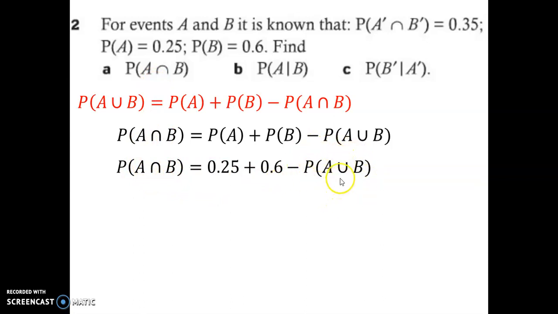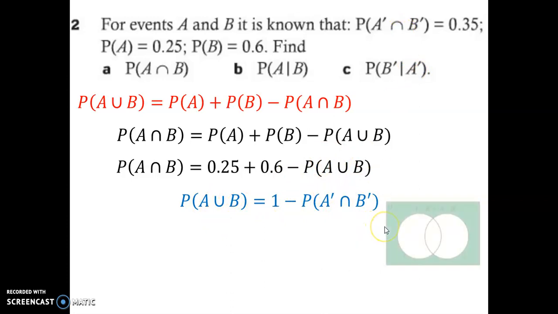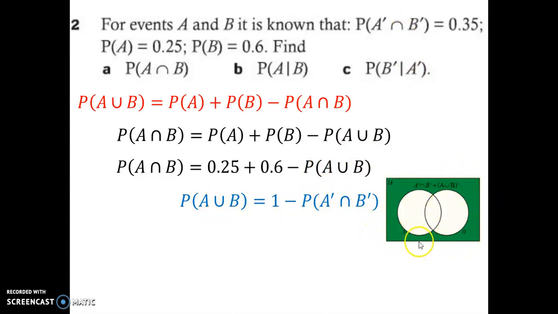We were given another clue in this problem right here, which is going to help us get this part. So think of it this way. The union, which is this part here, is actually 1 minus this, which is what we're given here. And let me show you that in a visual. So here we have a diagram where the green shaded area represents, you can barely see it here, the intersection of not A, not B.